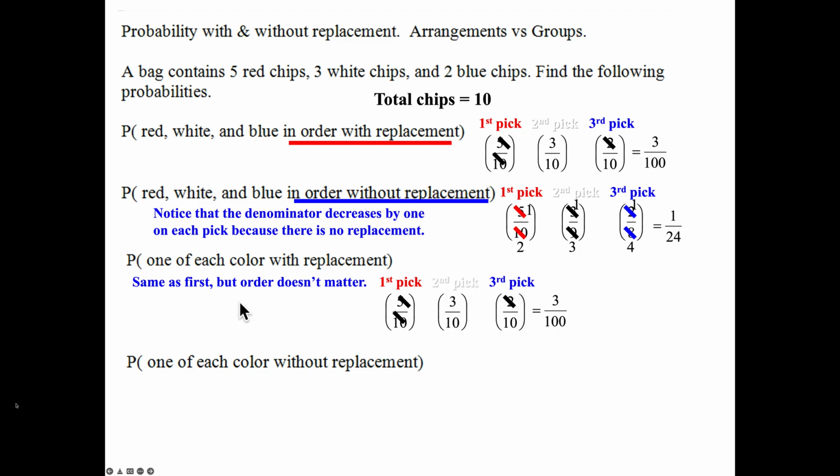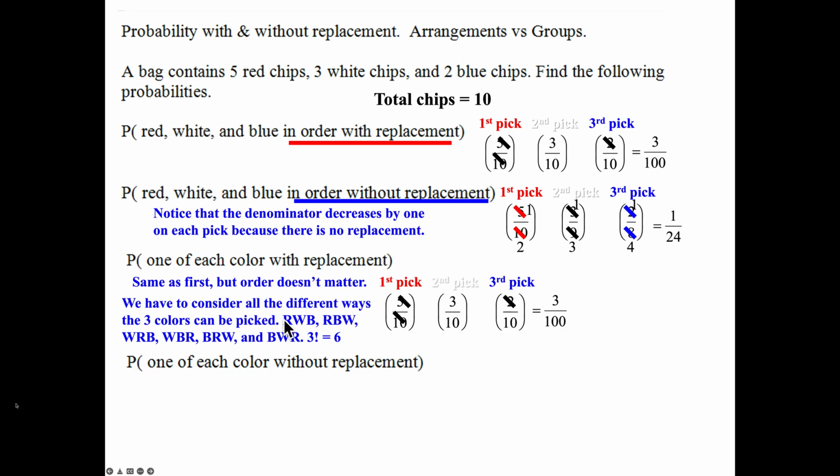Now, as I told you, if you thought we had to go find red, white, blue, red, blue, white, white, red, blue, white, blue, red, white, and blue, white, red, you could do that. Or, because there are going to be 6 of those possibilities, and there are 3 colors that you're arranging here, you just say 3 factorial will give you all those different possible arrangements. So it's the first probability, and all you do is multiply it by 3 factorial, which is the 6, and that's going to increase your probability from 3 over 100 to 18 over 100.